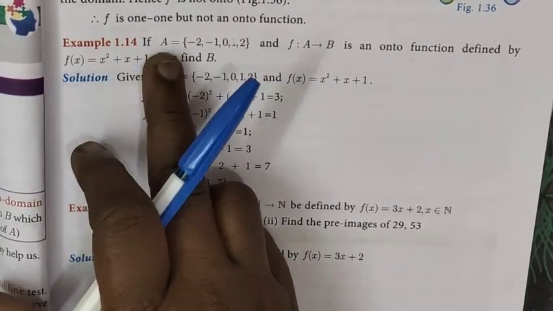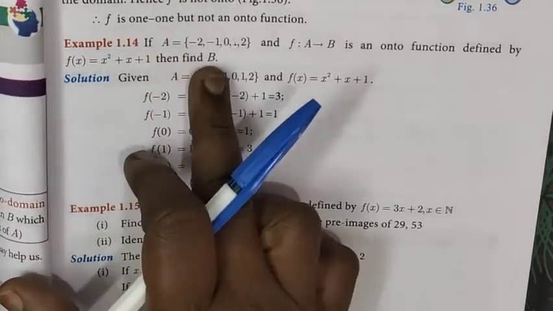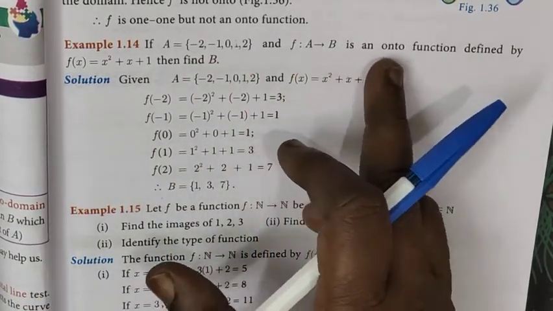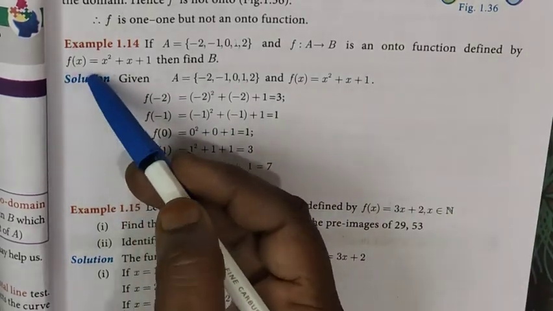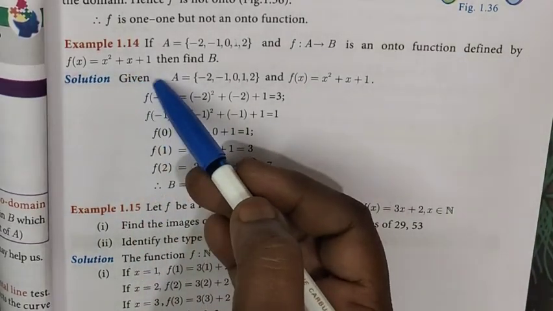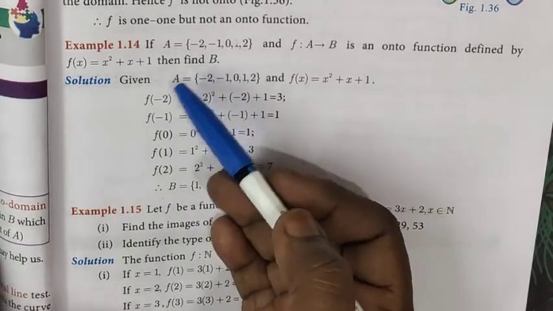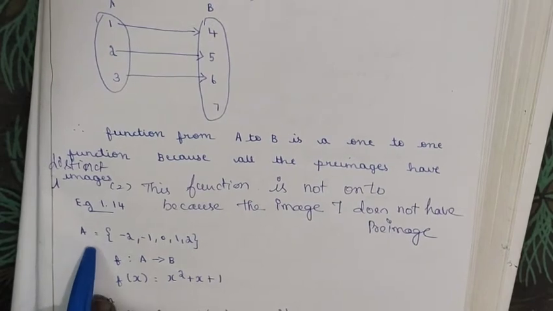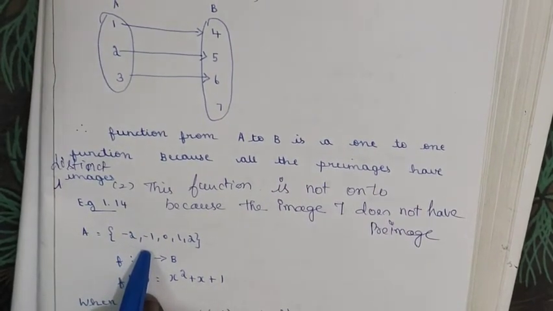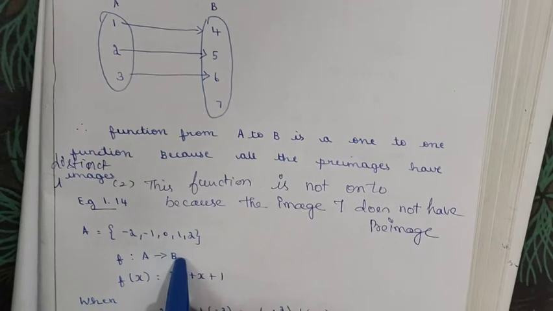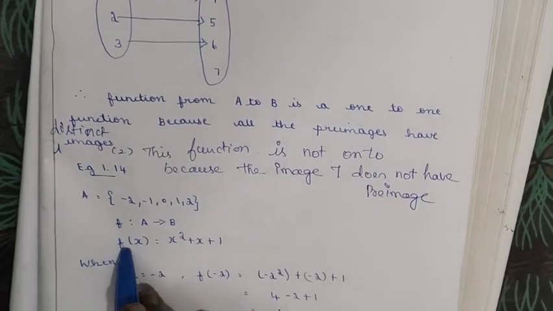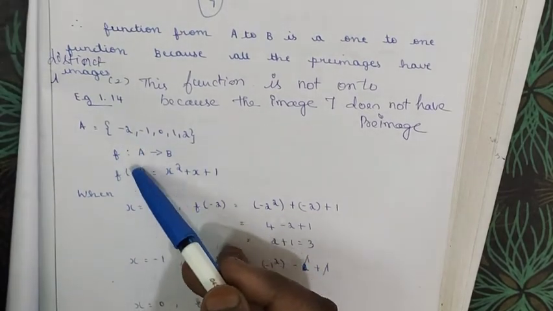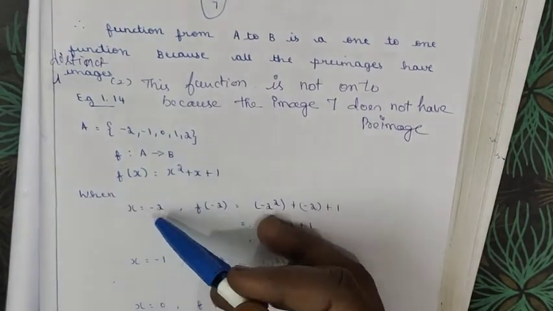Example 1.14. If set A equal to {-2, -1, 0, 1, 2} and f from A to B is an onto function defined by f of x equal to x square plus x plus 1, then find B. Okay. Now set A equal to {-2, -1, 0, 1, 2}. F from A to B is given by the formula f of x equal to x square plus x plus 1. Now for all the values x in A, we have to find f of x.